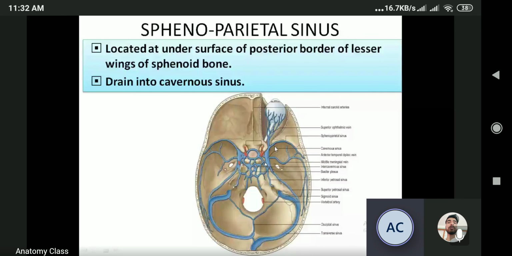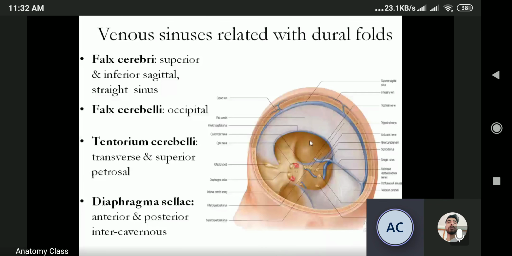Then finally, we are done with all the paired and unpaired sinuses. I hope you are clear about all this. Then finally, the venous sinuses are related to the dural folds, as now we have studied both the dural venous sinuses as well as the folds of the cranial dura.